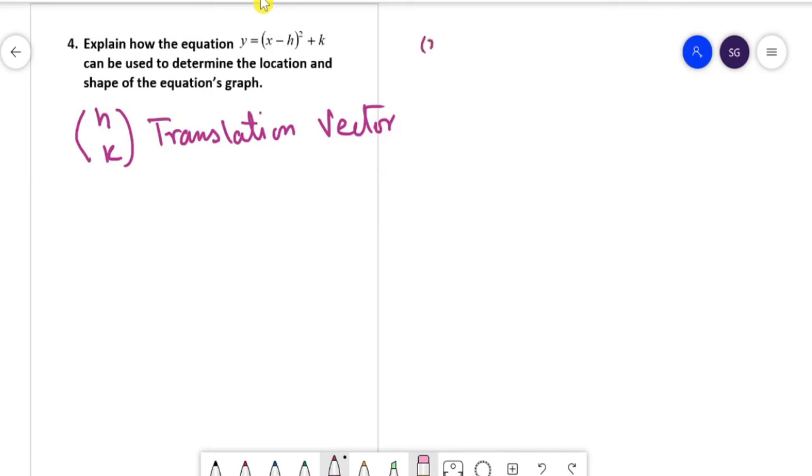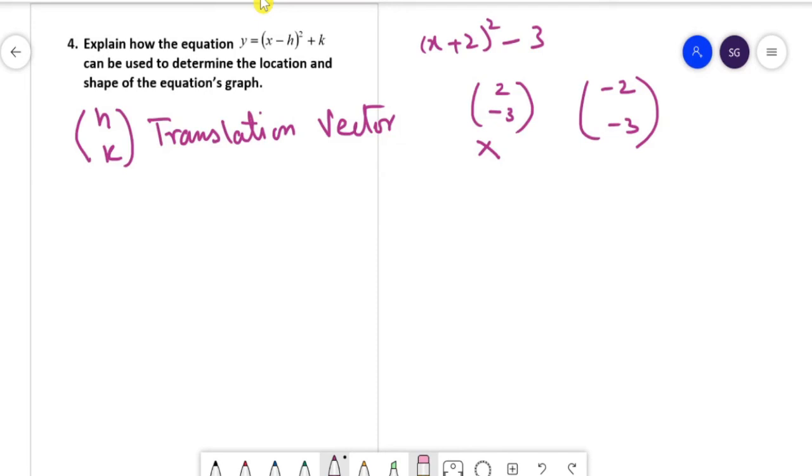Let's say if you get (x plus 2) whole squared minus 3, then your translation vector is not 2 and negative 3. The translation vector is negative 2 and negative 3. It means it will be moving backwards and downwards. When you add something, it moves backwards. So (h, k) is the translation vector.